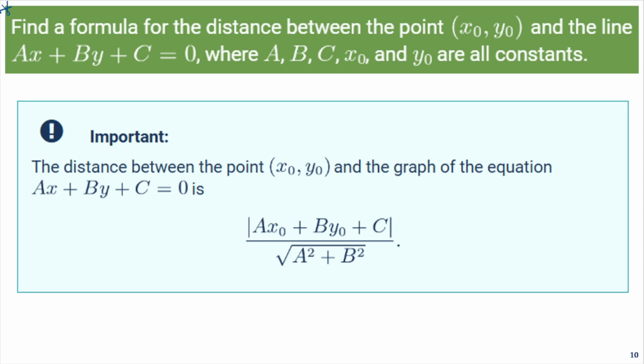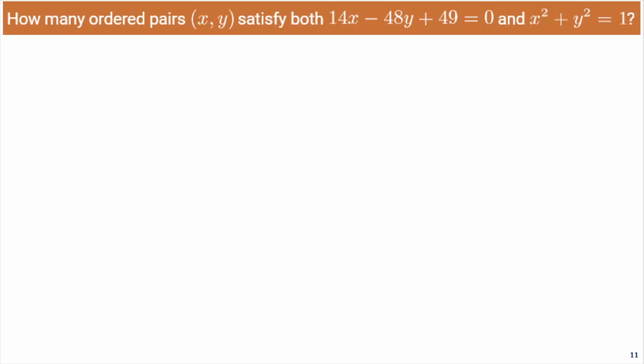Alright, if you don't have any questions, let's consider another question. How many ordered pairs (x, y) satisfy both 14x minus 48y plus 49 equals 0 and x squared plus y squared equals 1?